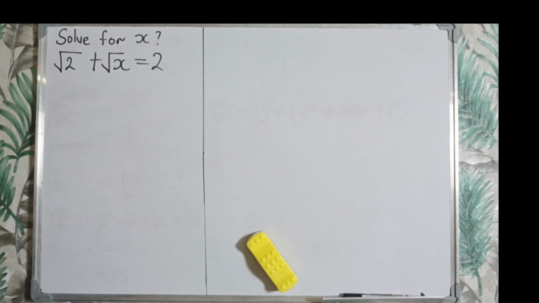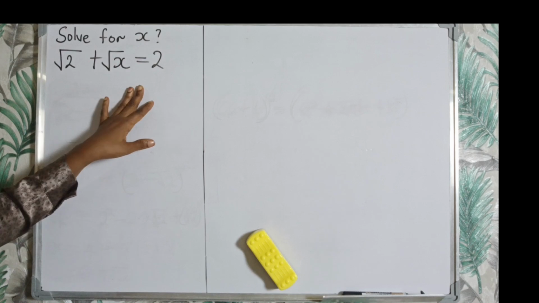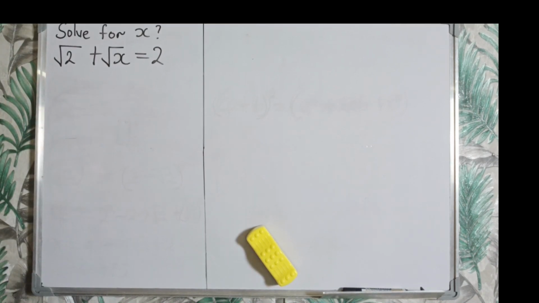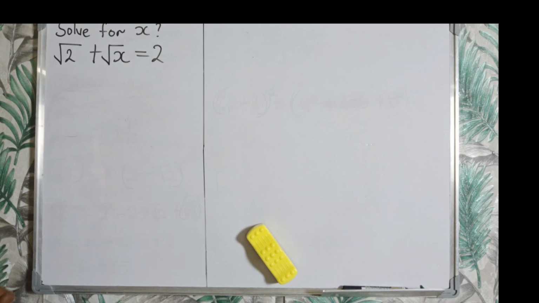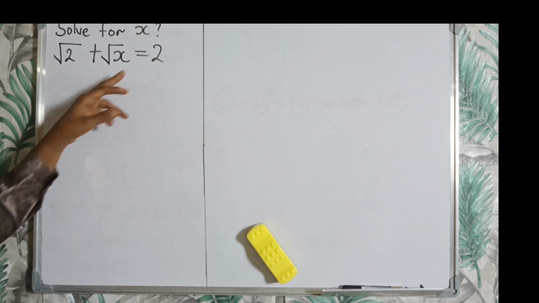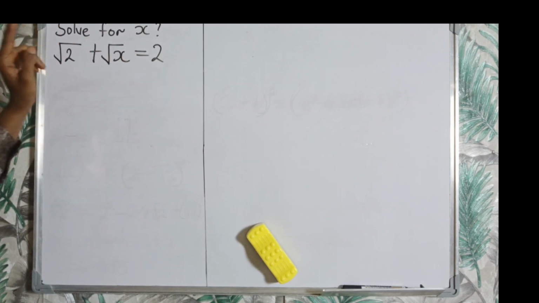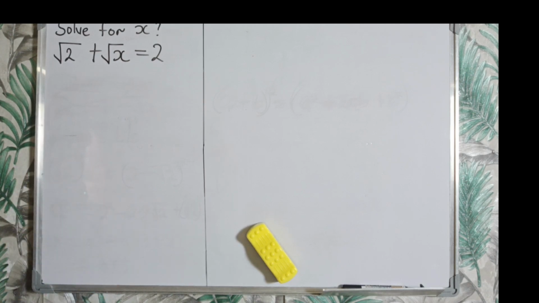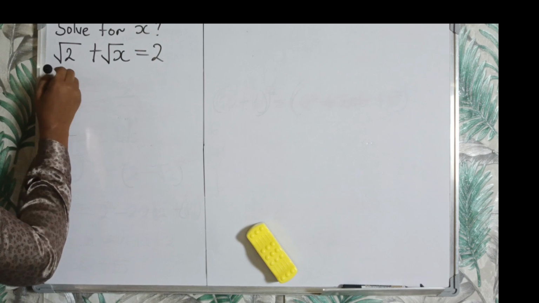Today I'm going to show you how to solve this problem the easiest way. Okay, the question is the square root of 2 plus the square root of x is equal to 2, and we are asked to solve for x. Now, I have seen a lot of unnecessarily complicated solutions, and I want to show you how to solve this problem the easiest way. So let's begin with our solution.